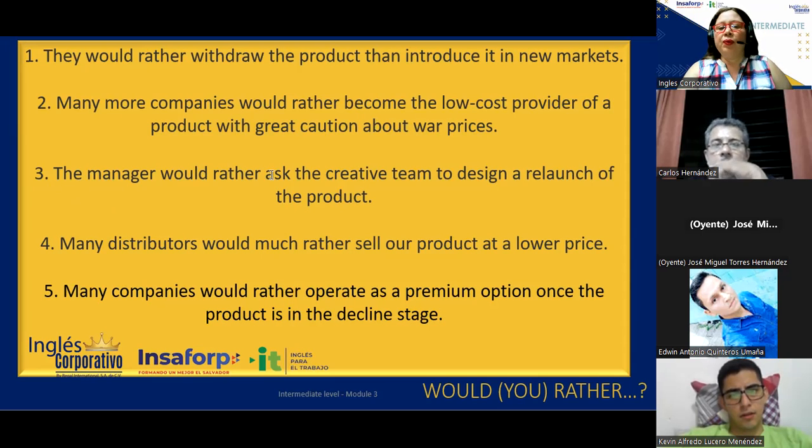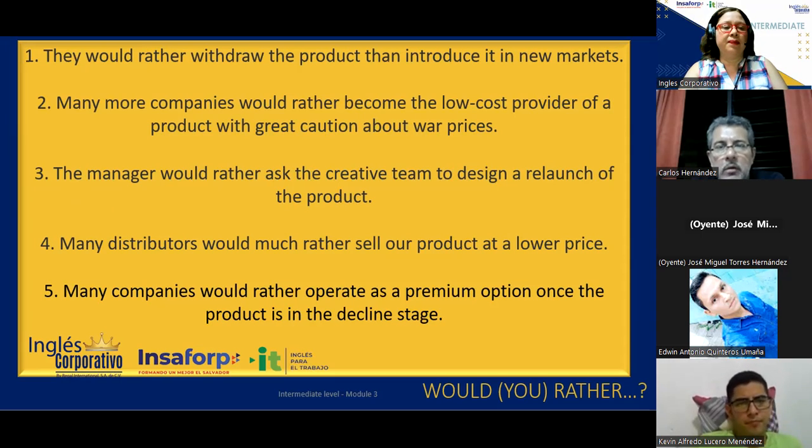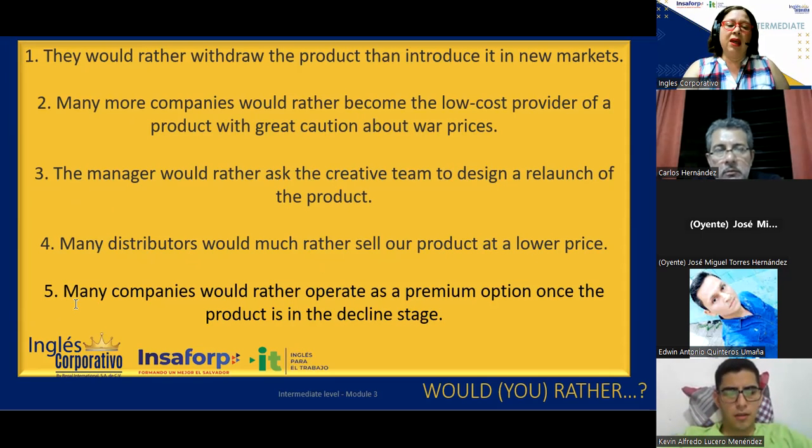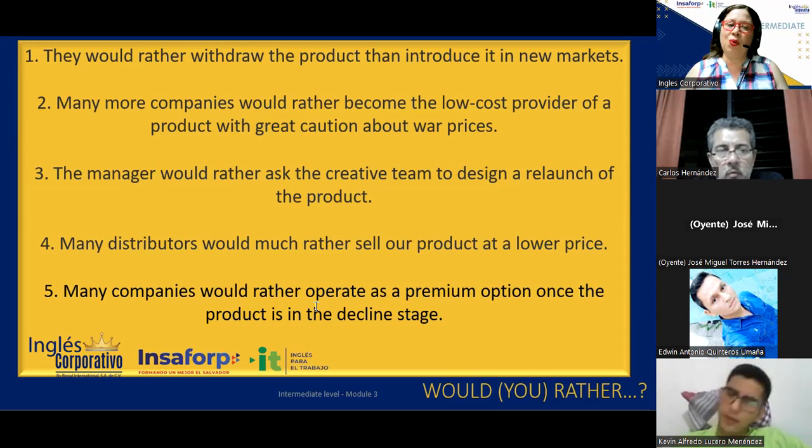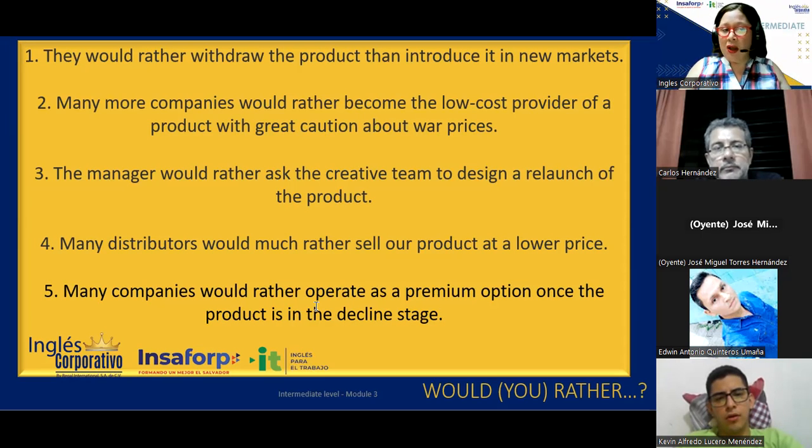For example, the manager would rather ask the creative team to design a relaunch of the product. Okay, many distributors would much rather, if you see there is a quantifier here, would much rather sell our product at a lower price. Many companies would rather operate as a premium option once the product is in the decline stage. So according to your analysis, you will make the decisions, and to express these preferences, what you prefer to do instead of other options or other strategies, you are going to use this in any meeting, or any results presentation of your analysis, right?